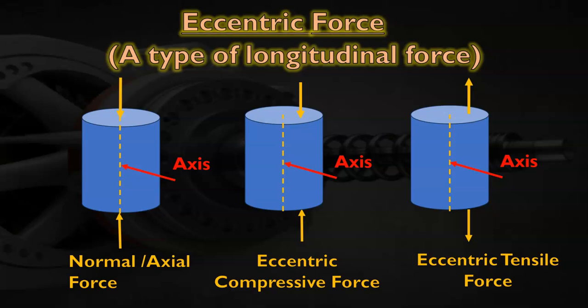To make clear distinction between normal force and eccentric force, three cylinders are shown. The leftmost cylinder is the case of a normal or axial force, where the force passes through the axis of the cylinder. In the middle cylinder, the eccentric compressive force is shown, and in the rightmost cylinder, the eccentric tensile force is shown. The tensile force points away from the cross section, and the compressive force points towards the cross section. So in the eccentric compressive force and the eccentric tensile force, the line of action of force is away from the axis.